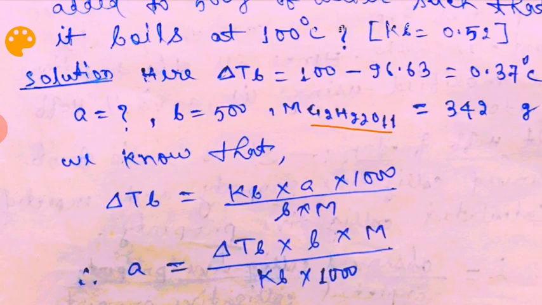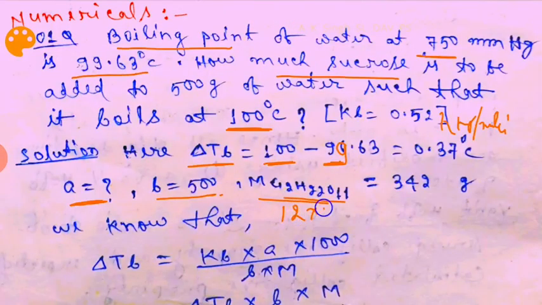C12H22O11 is the formula of three compounds: sucrose, maltose and lactose. 12 into 12 plus 1 into 22 plus 16 into 11, and it is equal to 342 gram. So molar mass of sucrose is 342 gram. Now we have to calculate what? A means mass of solute, means mass of sucrose.